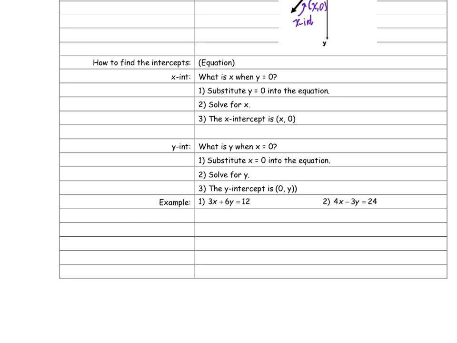Okay? And it's the same thing for a y-intercept. It's what is y when x equals 0. So I'm going to substitute x equals 0 into the equation and solve for y. And the intercept is 0 comma y.